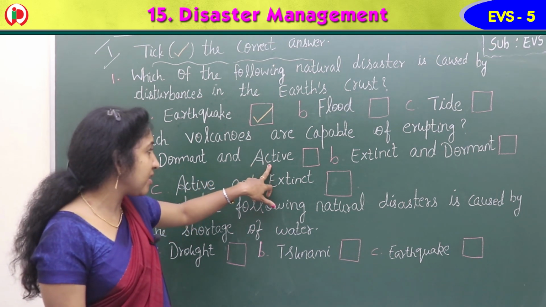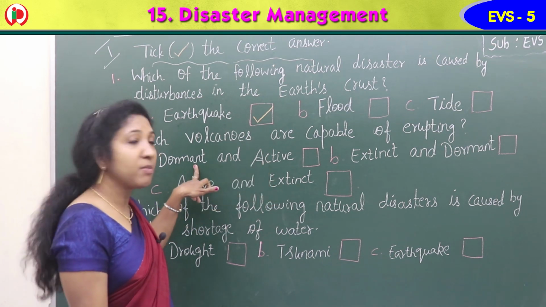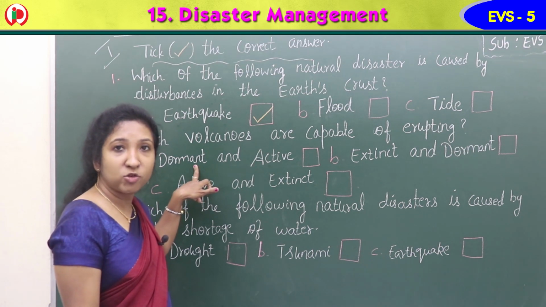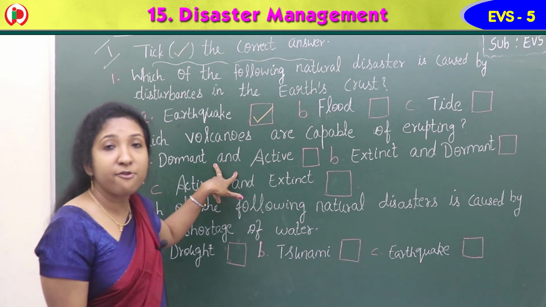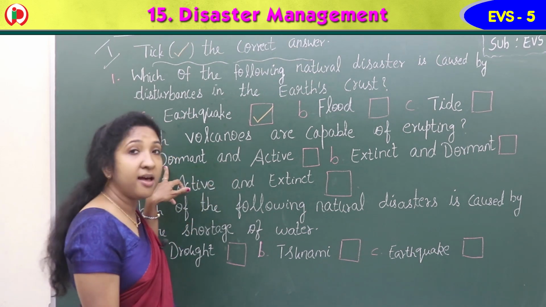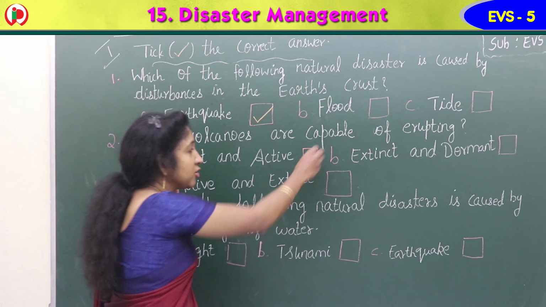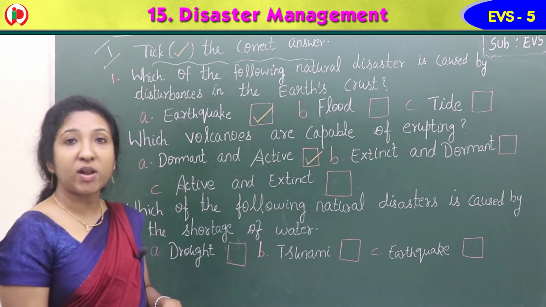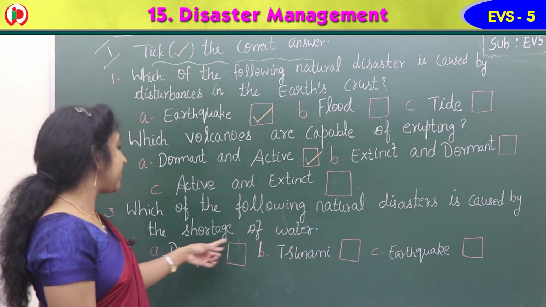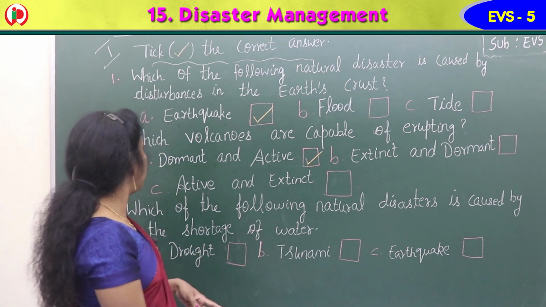This is highly dangerous. It can happen at any time. Dormant also there's a chance of happening in future, isn't it? So these are the volcanoes that are capable of erupting. So option A is the correct answer. So tick here. Now third one, which of the following natural disasters is caused by the shortage of water?